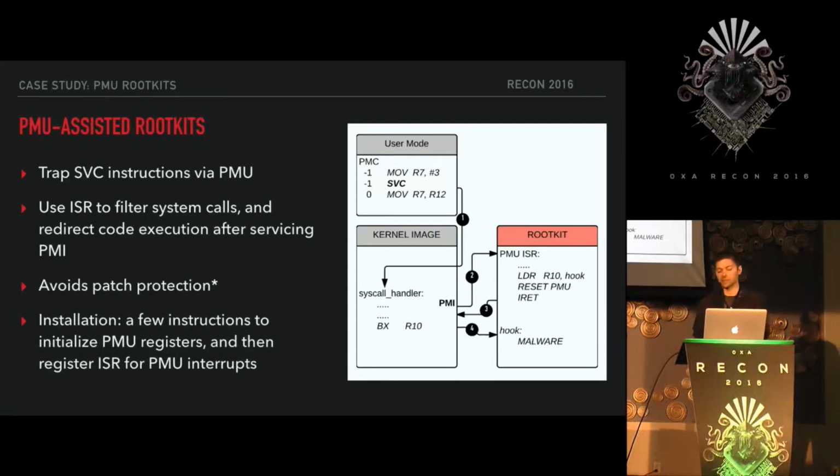Now, I didn't test this in the mobile space. I'm only aware of Samsung, I think it's called TIMA. It's like a kernel integrity monitor, but it runs in TrustZone, and then Apple has their kernel patch protection. And I would guess that neither of those would care about this, because you're just registering for an interrupt service routine, and you're not touching the kernel image. And so the installation of the rootkit is basically you configure the PMU, which is a few MRC, MCR instructions, followed by registering for interrupts.